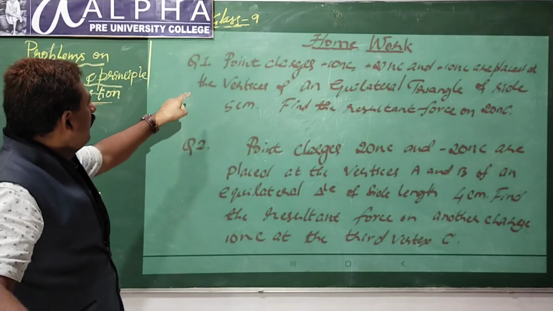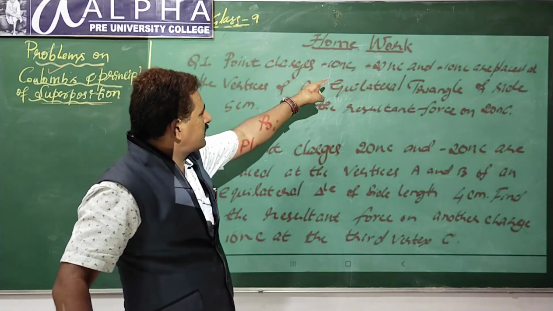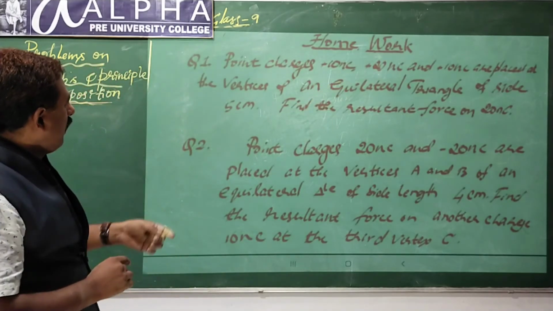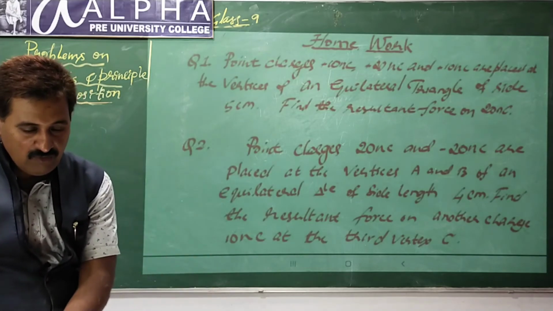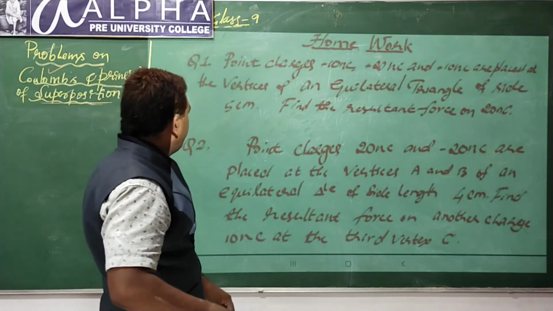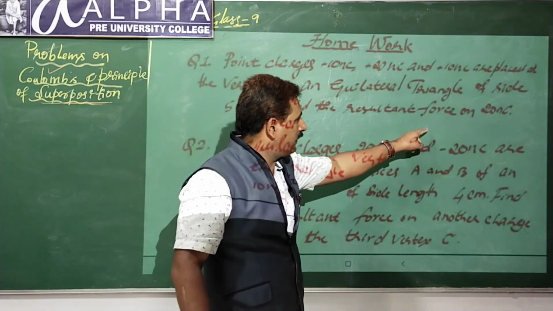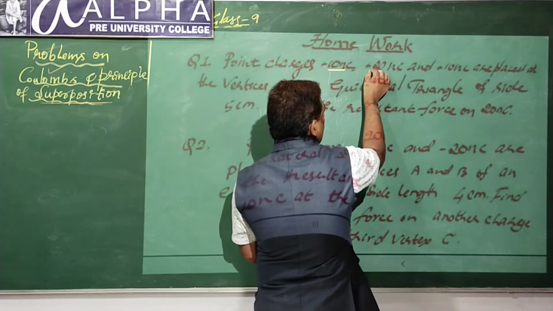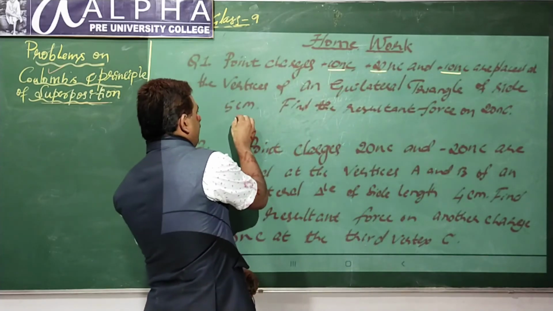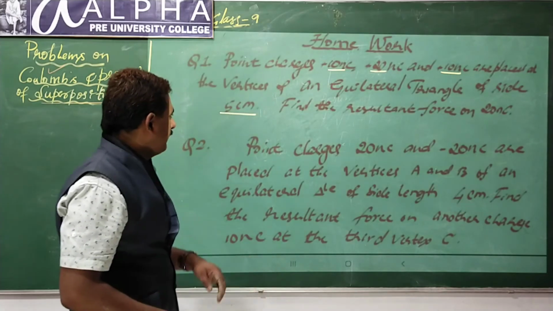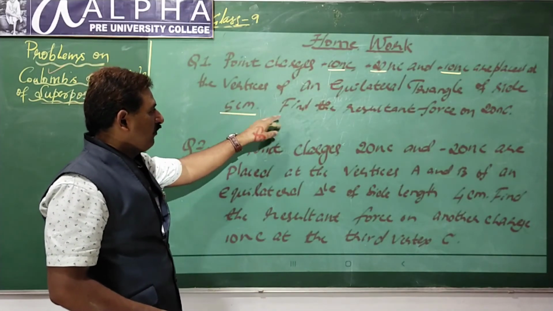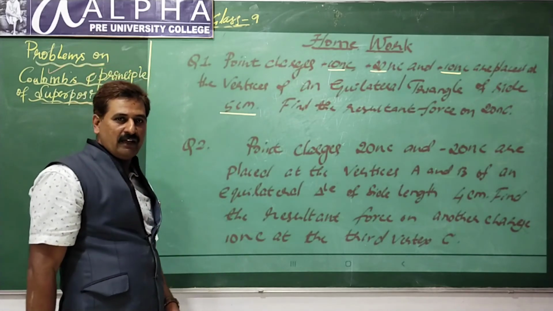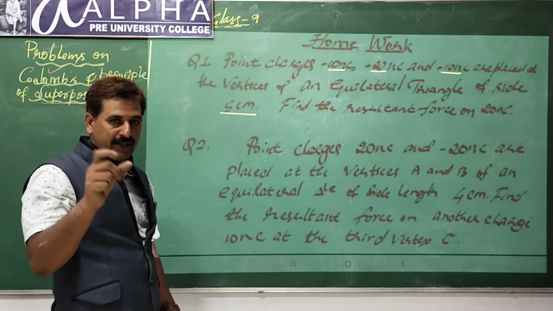I'll verify. First question is, point charges 10 nanocoulomb, plus 20 nanocoulomb and plus 10 nanocoulomb are placed at the vertices of an equilateral triangle of sides 5 centimeters. Find the resultant force on 20 nanocoulomb. The charges are, you take this Q1, this Q2 and this Q3, and the separation between any two charges is 5 centimeters. Find the resultant, same. This is also an equilateral triangle. First you practice equilateral, then we will move on to some others. I will give you some ideas.